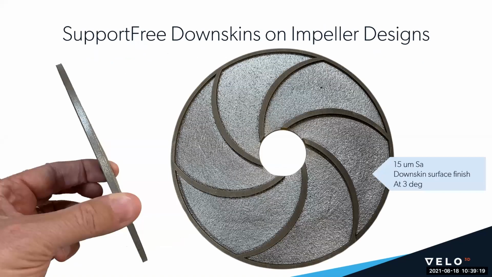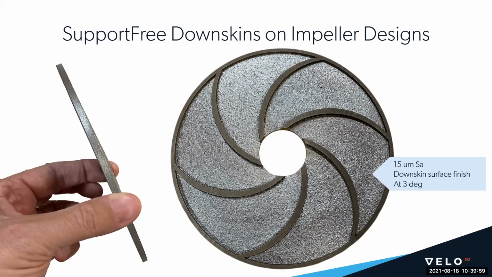So just to expand on that, here's a different part that shows just how low we can go and maintain a high quality surface. The part's being held here on edge on the left to give you a sense of scale. But between the veins on the image on the right, we're looking at downskins that are actually built at 3 degrees. That's obviously quite a bit below the threshold of the 45-degree rule, and we're still able to produce an as-printed surface finish of around 15 microns SA on that surface.